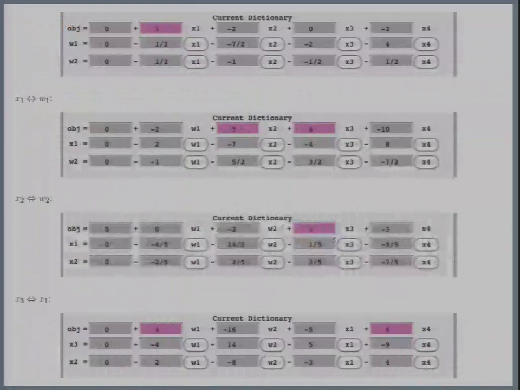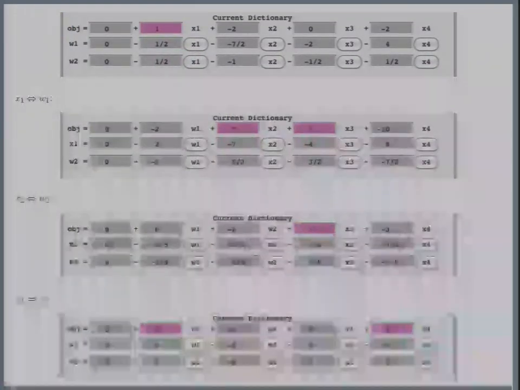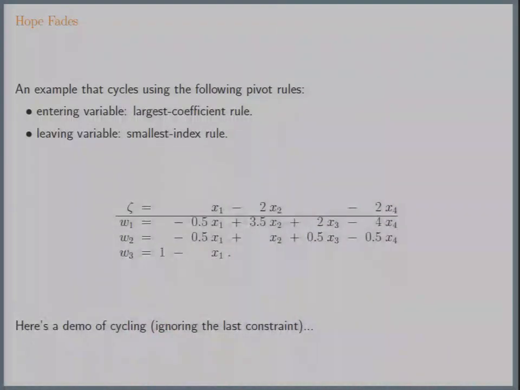And let me show you what the pivot tool does. Did I say what the rules are? I had to be very specific about it. The entering variable is the largest coefficient rule. The leaving variable is what's called the smallest index rule. Index of the subscript, right? So 1 is smaller than 2, is smaller than 3, is smaller than 4. So x1 comes before x2, before x3, before x4, and the w's come after the x's. So w1 comes after x4, and w2 after w1, and so on.